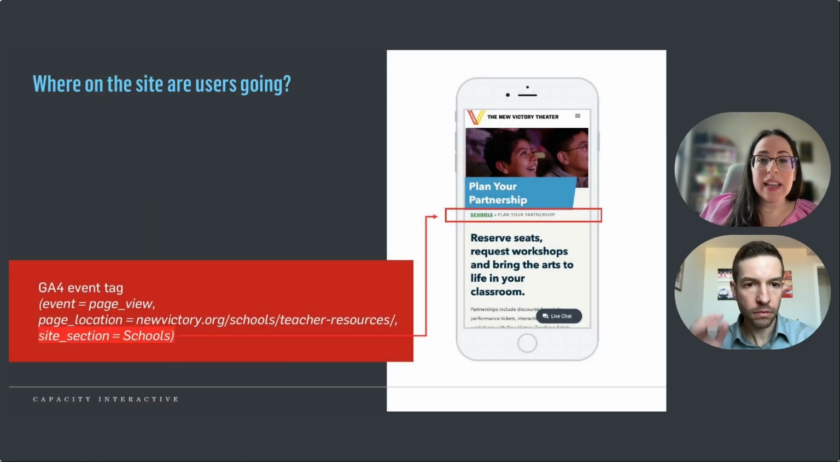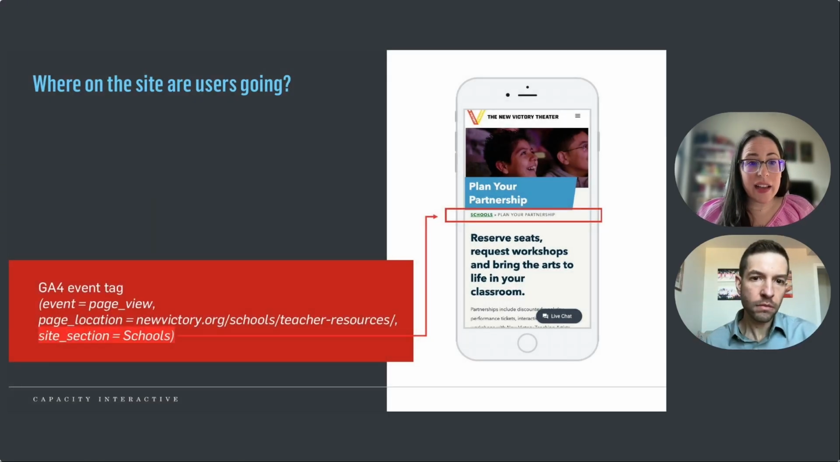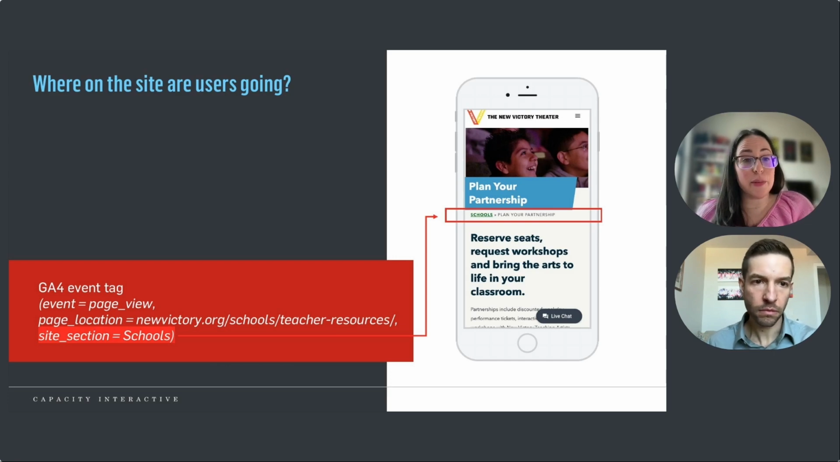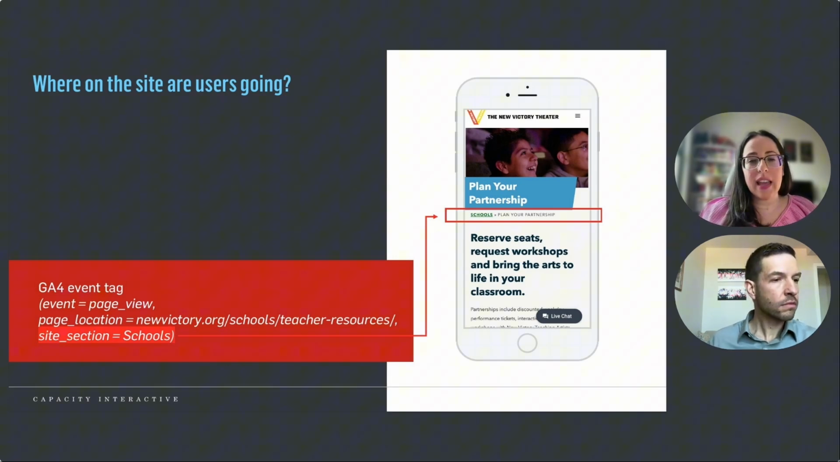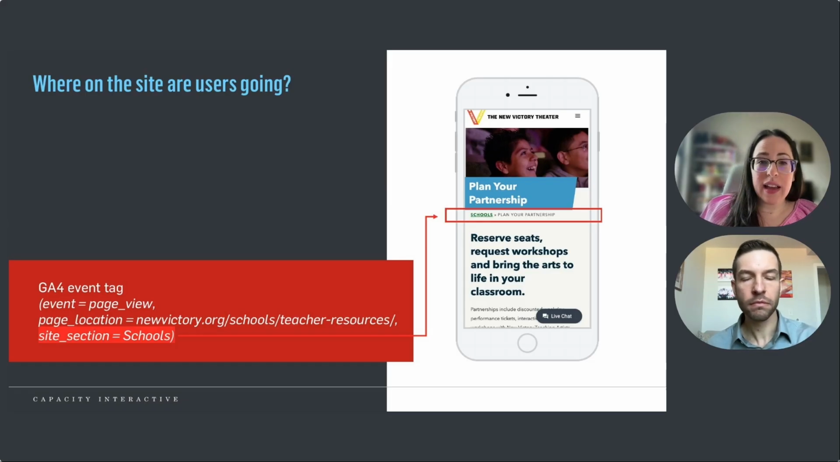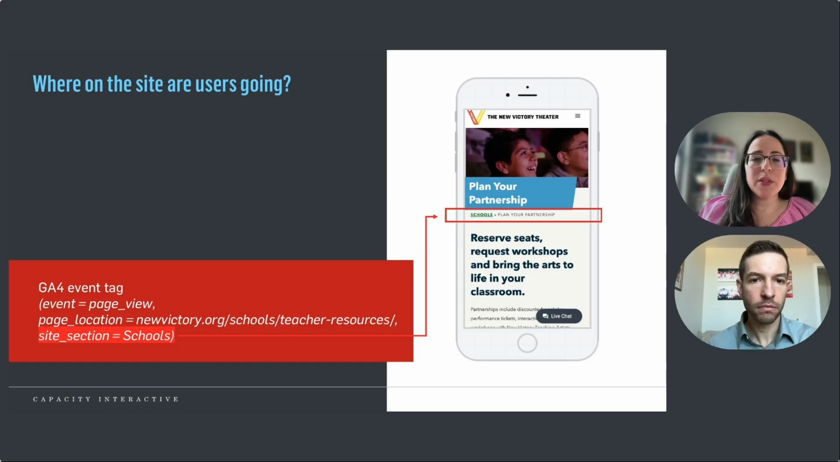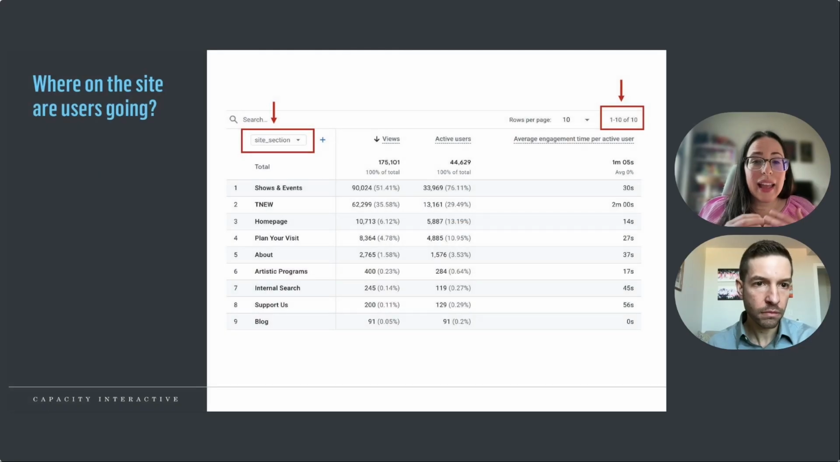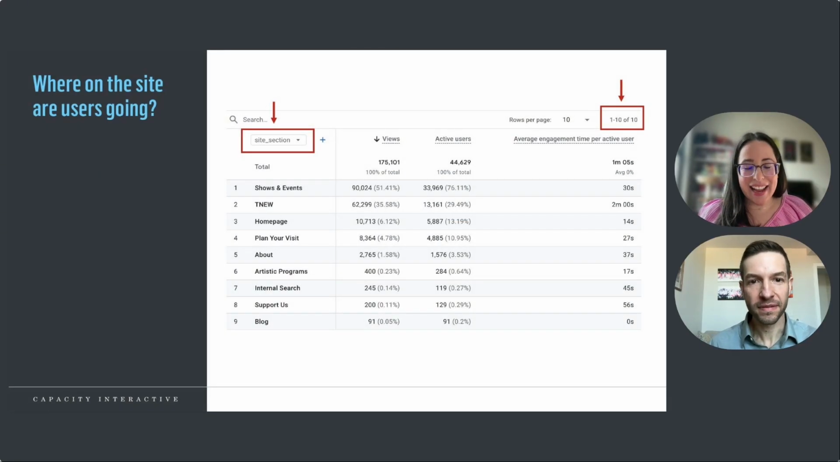And when we send the page view tag, we can add that information. Not only are we saying this was a page view of this specific page, but also that it lives in this section, this schools section of the website. And once we do that for the entire site, we're able to go from 1,800 individual pages to 10 sections.